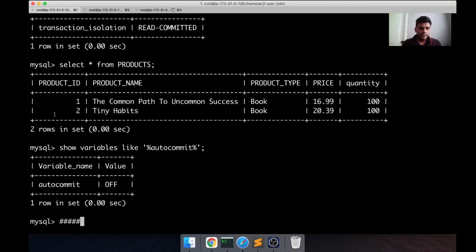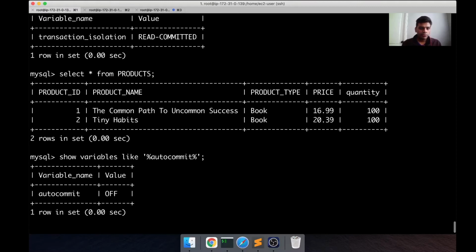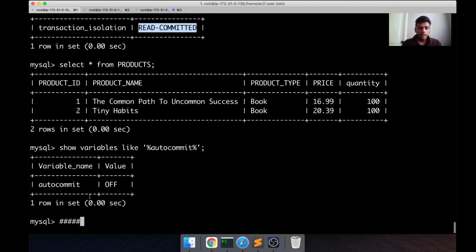Just for clarity, I wanted to show you the transaction isolation setting, which is read committed, and autocommit is turned off. Basically it's disabled, so unless I commit explicitly, my transactions will not be permanent.